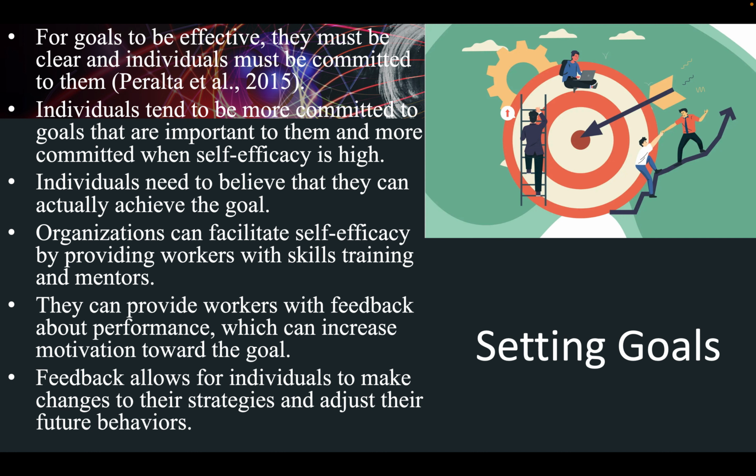For goals to be effective, they must be clear and individuals must be committed to them. Individuals tend to be more committed to goals that are important to them and more committed when self-efficacy is high. Individuals need to believe that they can actually achieve the goal. Organizations can facilitate self-efficacy by providing workers with skills training and mentors. They can provide workers with feedback about performance, which can increase motivation toward the goal. Feedback allows individuals to make changes to their strategies and adjust their future behaviors.